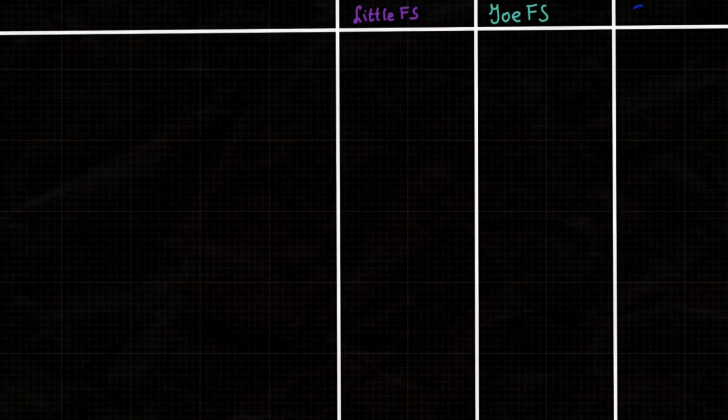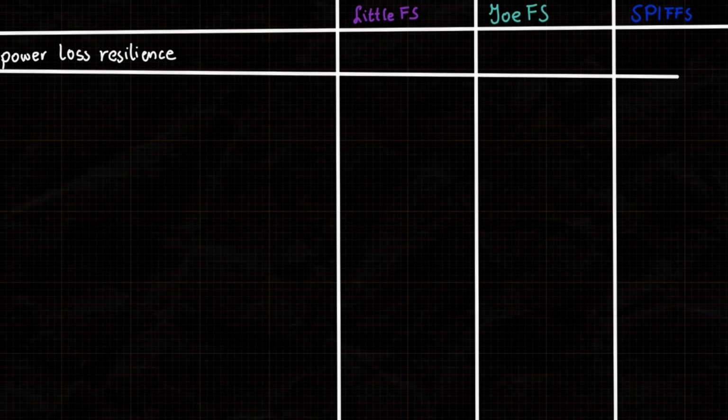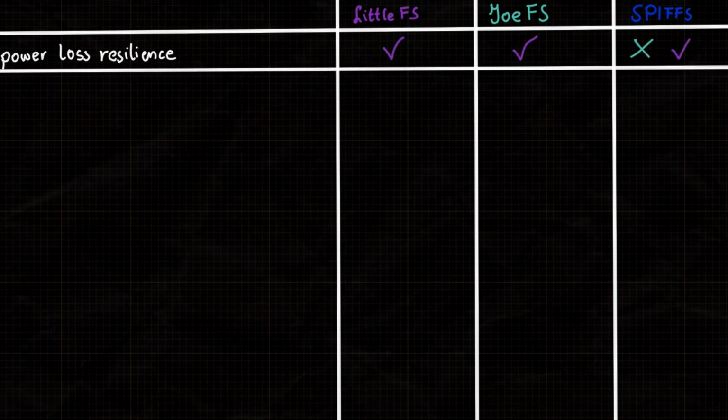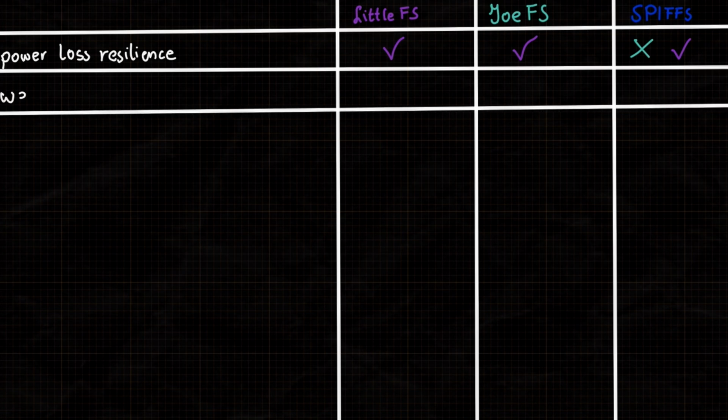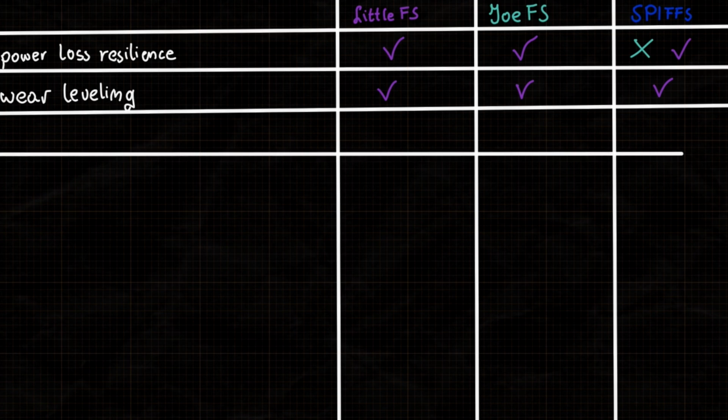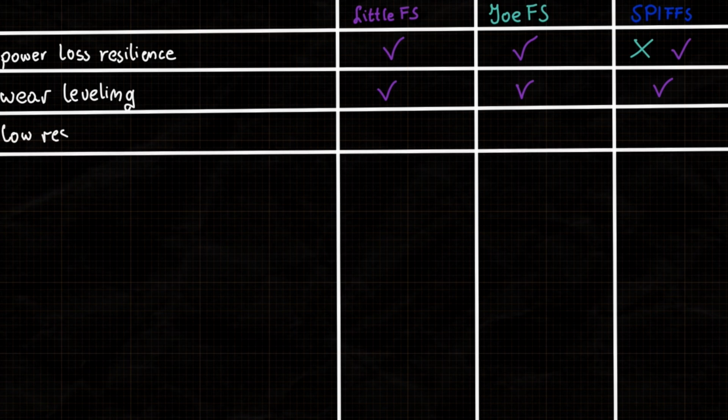Let's compare read and write file systems. Feature number 1 is power loss resilience. LittleFS is resistant, JesFS is resistant, SPIFFS is partially resistant, so it can be used to be resistant to power loss because it's a running file system, but this is not supported by default. Each of those file systems supports wear leveling, and also all of them have low resource usage.